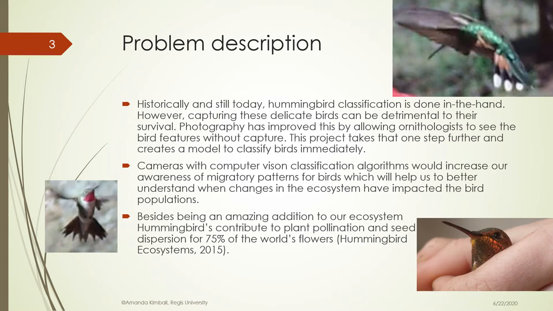As a student researcher for the Audubon Society in the 1990s, I was made aware of how destructive we can unknowingly be to these birds through dispersion of pesticides and other means. By tracking the animals in the country each year, ornithologists have a means to determine when changes in our ecology have impacted the birds. These birds contribute directly to the pollinization and dispersion of plants and flowers throughout the world. And this is why hummingbird classification is important to the ecology as a whole.